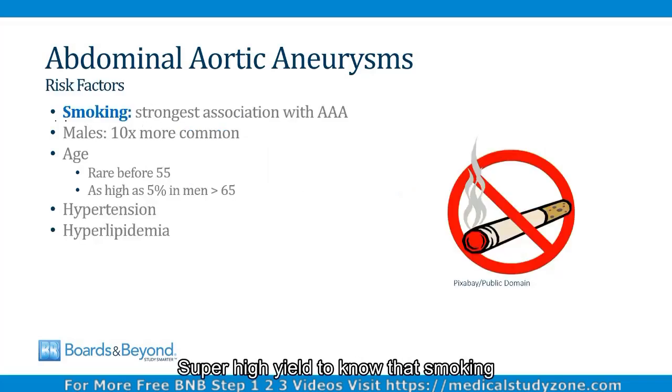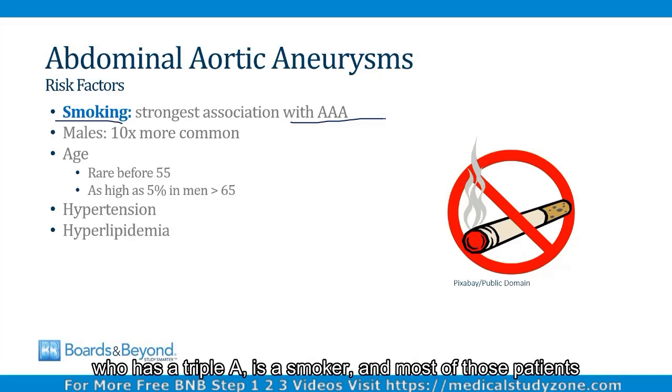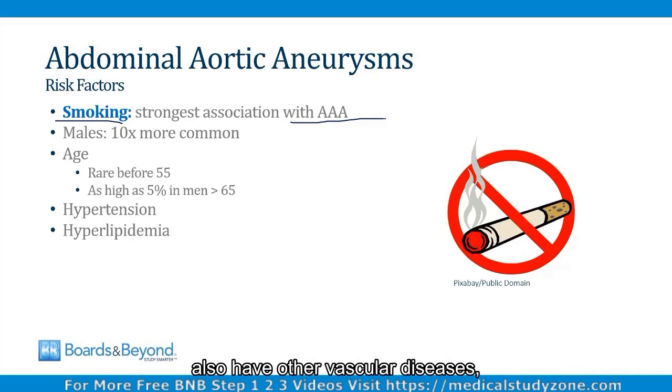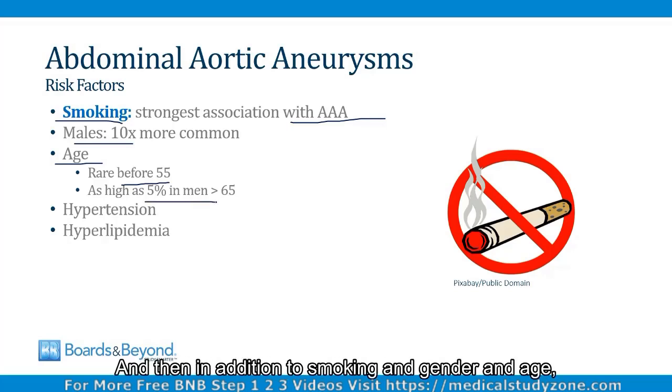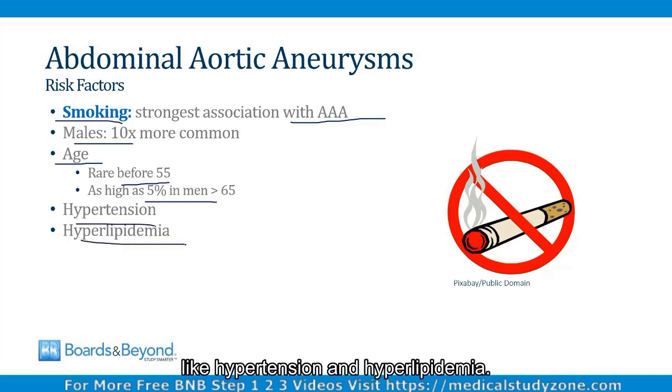Super high yield to know that smoking is the strongest factor associated with abdominal aortic aneurysms. Every patient I've ever met who has a AAA is a smoker, and most of those patients also have other vascular diseases like carotid artery disease or lower extremity peripheral vascular disease. This problem is much more common in men, and it's much more common as you get older. It's very rare before the age of 55, but as many as 5% of men over 65 have an abdominal aortic aneurysm. And then in addition to smoking and gender and age, these aneurysms are also associated with other vascular risk factors like hypertension and hyperlipidemia.